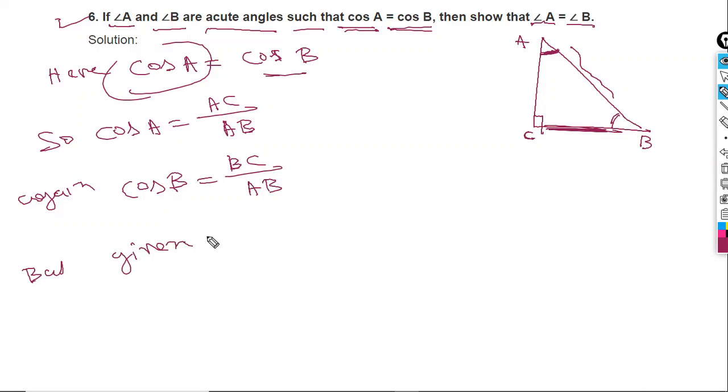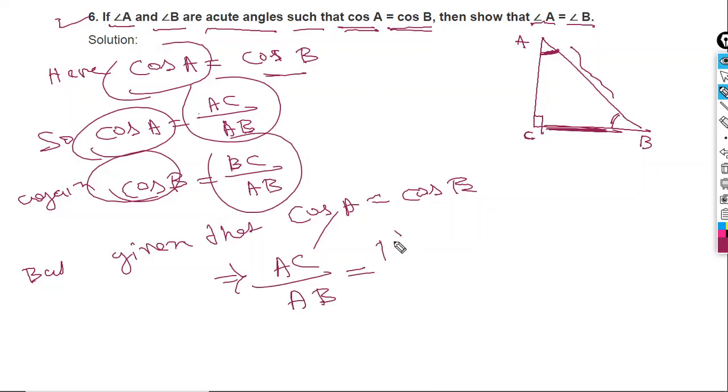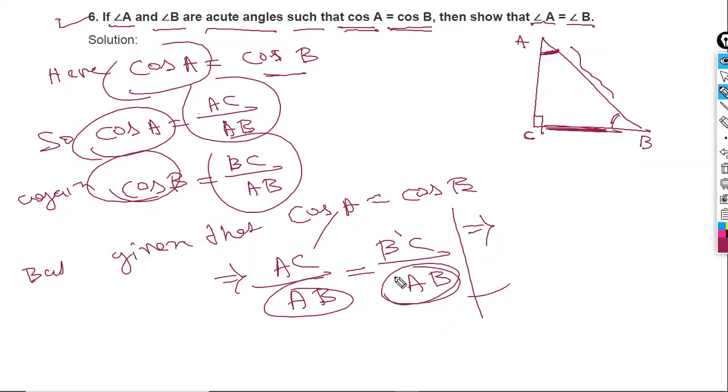But given that cos A is equal to cos B, implies the value of cos A, AC by AB, is equal to cos B, that is BC by AB. Now you see the denominators are the same, therefore the numerators will also be the same, implies that AC equals BC.